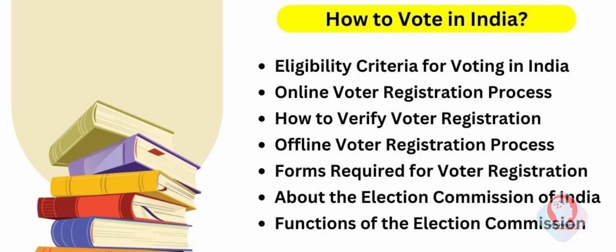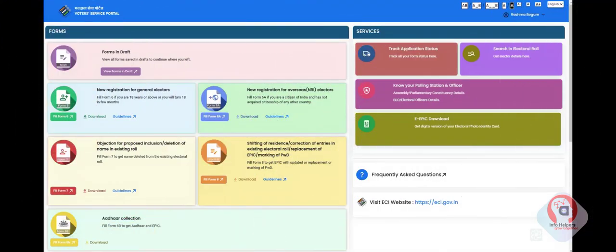First things first, make sure you meet the eligibility criteria. To register as a voter in India, you must be at least 18 years old and an Indian citizen.